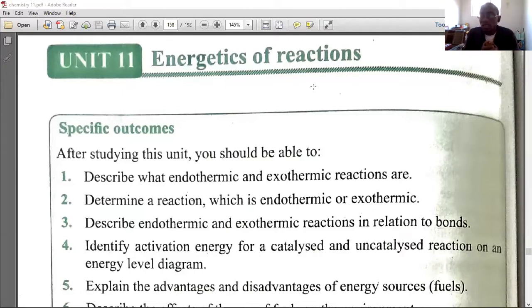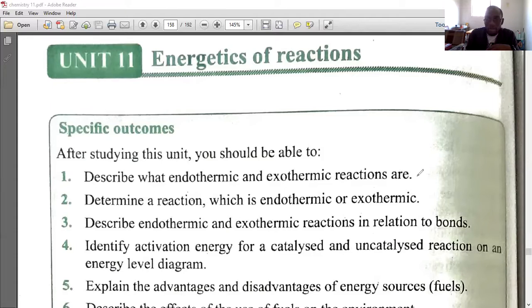So energetics of reactions, we're looking at two words, energy and reactions. So basically we are focusing on the energy that is associated with chemical reactions. For a chemical reaction to transpire, there is energy that is involved. Either the energy is gained or the energy is lost. So when you talk about energetics of reactions, it comes down to us focusing on the energy that is involved in a chemical reaction.